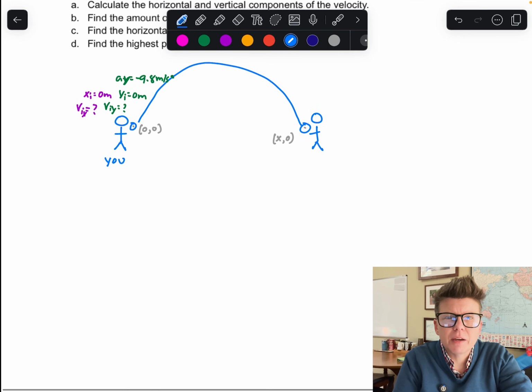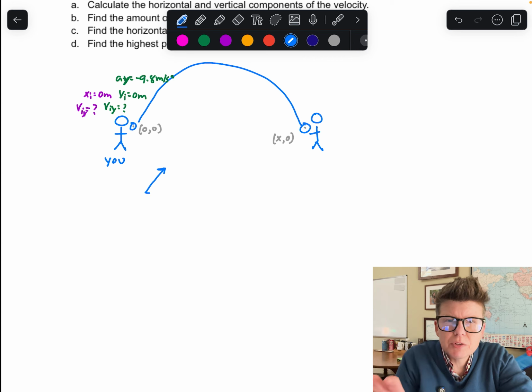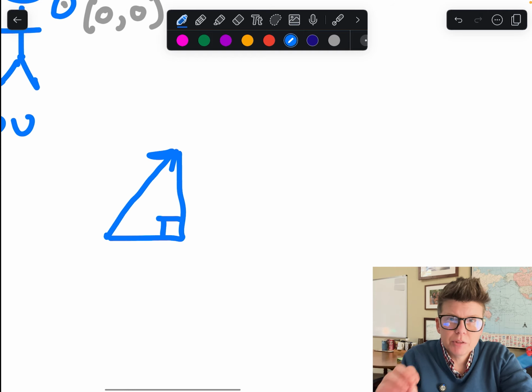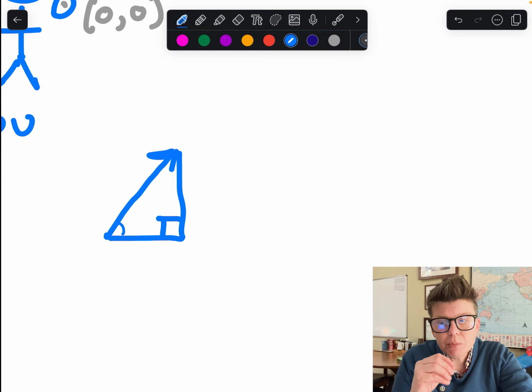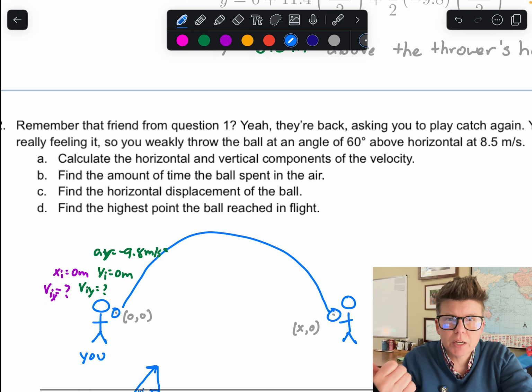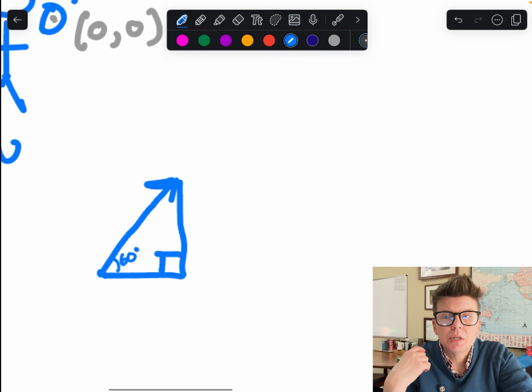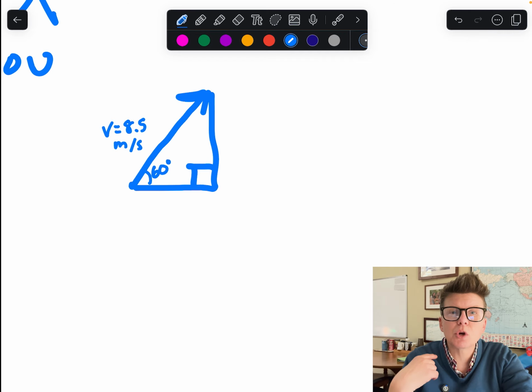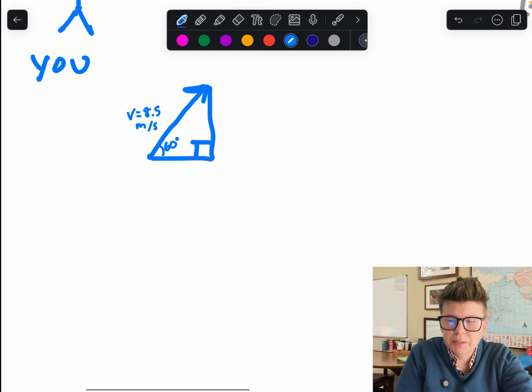It's always good to reference the problem. So we fill in these values, and now we need to get v sub y and v sub x at the moment the ball is thrown. V sub y is equal to the given velocity times the sine of the angle theta. V sub x is the given velocity times the cosine of the angle theta.